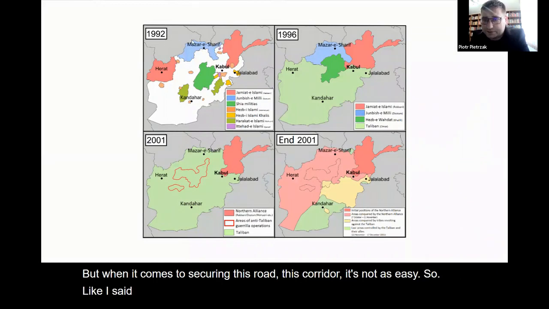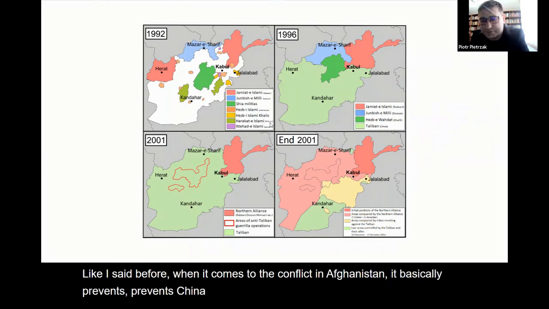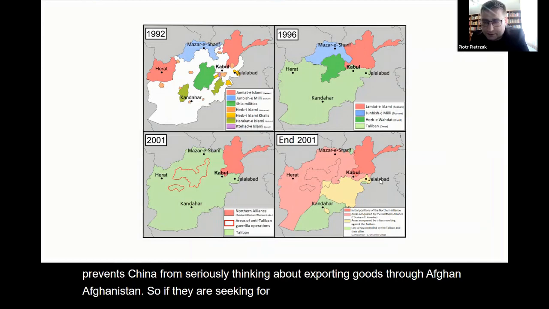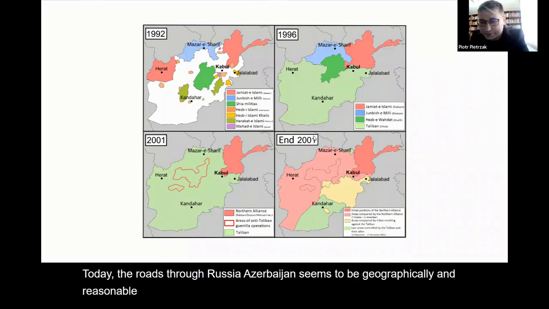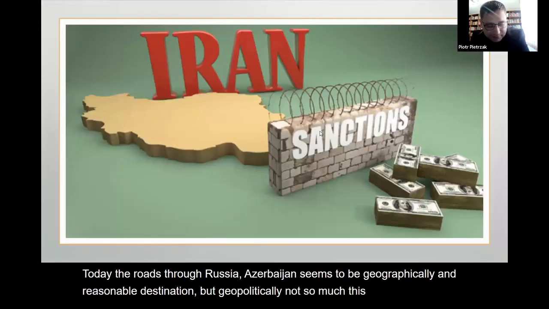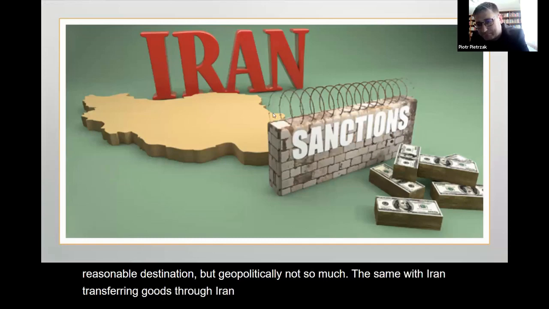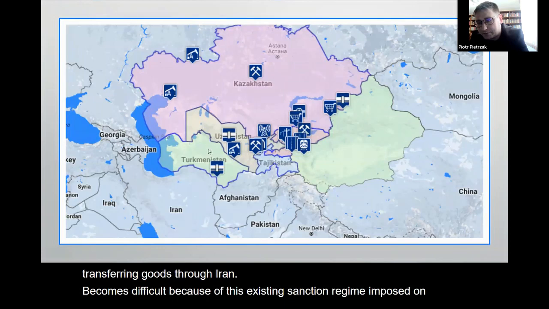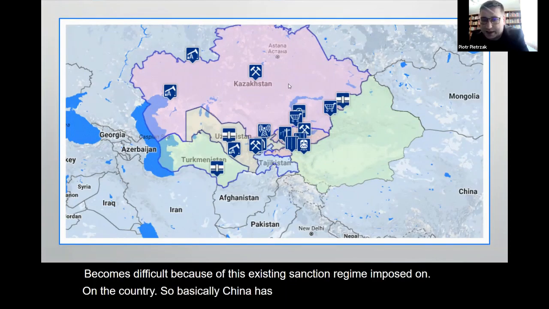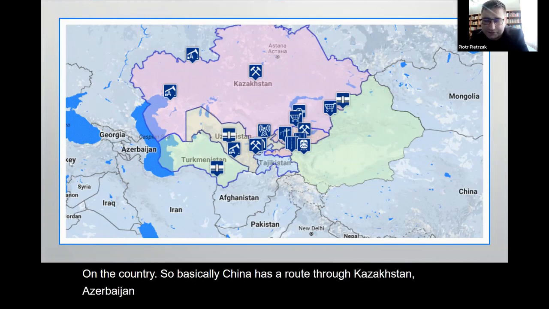Like I said before, the conflict in Afghanistan basically prevents China from seriously thinking about exporting goods through Afghanistan. So if they are seeking an alternative to the road through Russia, Azerbaijan seems to be a geographically reasonable destination, but geopolitically not so much. The same with Iran. Transferring goods through Iran becomes difficult because of the existing sanction regime imposed on the country. So basically, China has a route through Kazakhstan, Azerbaijan, and Turkey, or Georgia and Turkey. This is another corridor which China can use.